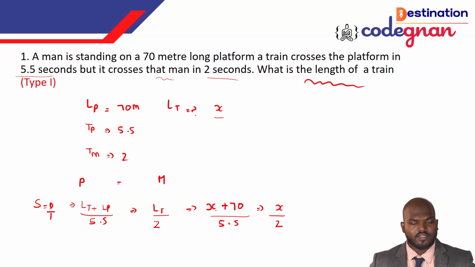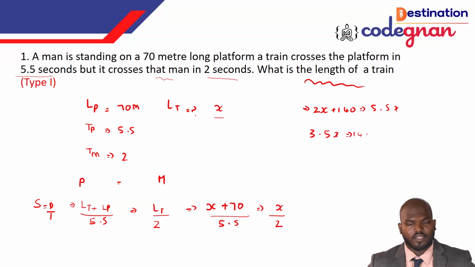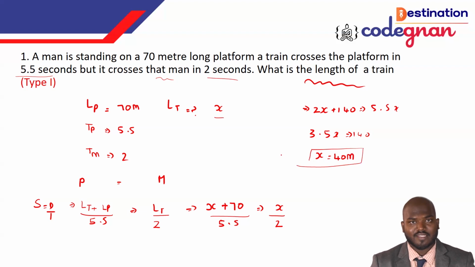Here we have the value 2. If I take this side, it will give me 2x plus 140 is equal to 5.5x. If you take the side, it will give you 3.5x is equal to 140. If you solve this, it will give you 40 meters. So the length of the train based on the question is equal to 40 meters, the exact answer. I hope you're clear about the question. It's a very simple question, so make sure you understand it in an easy way.